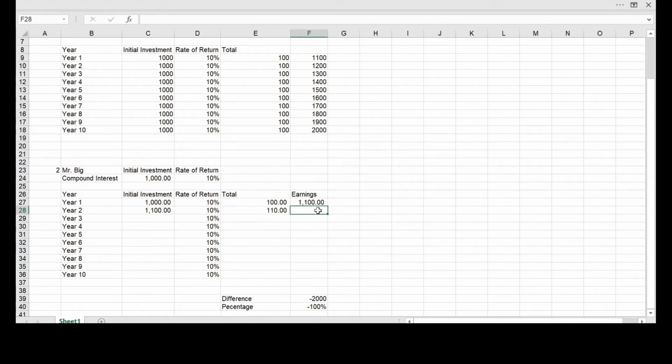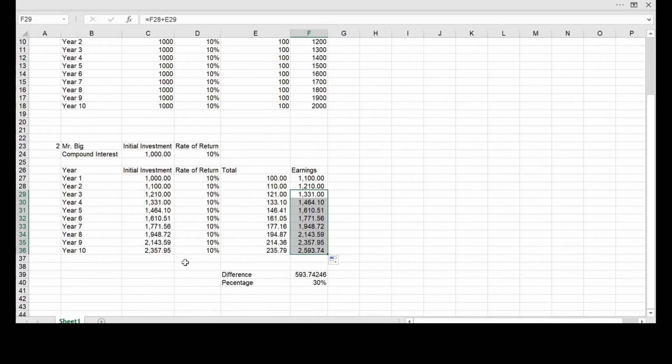And what we do is that we add the total earnings of the previous year on the earnings of the current year, which is 110. And that is what Mr. Big earns at the end of the second year. And this formula is exactly what we shall do on the rest of the calculation until 10th year. We'll just drag this formula here, and drag this formula here, and drag this formula here.